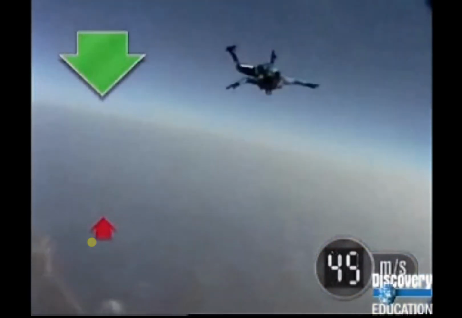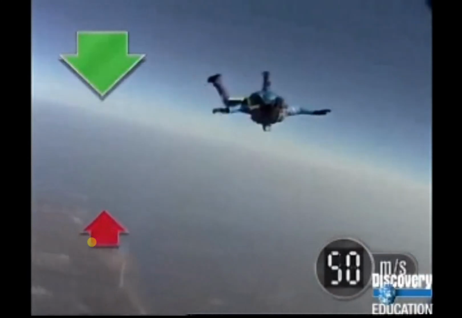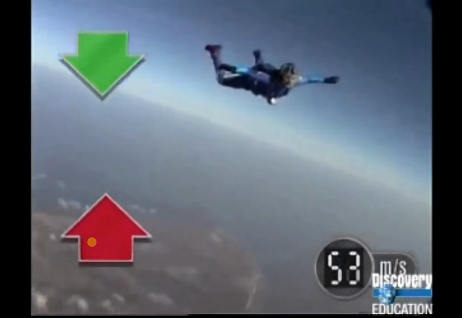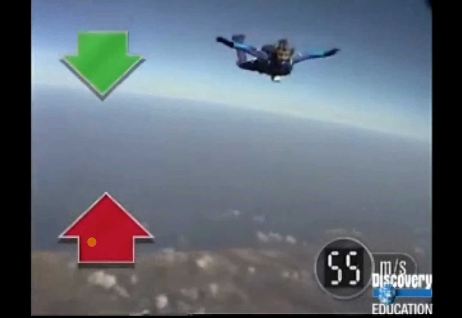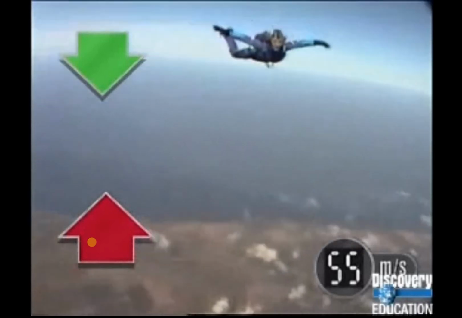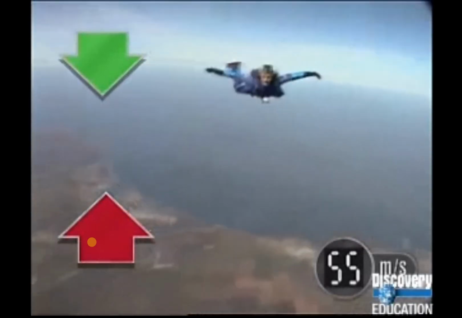Gravity immediately pulls her towards the ground, and she starts to accelerate downwards. But air resistance is acting in the opposite direction. The faster she falls, the greater the air resistance. Eventually, the upward force of the air equals the downward force of gravity.